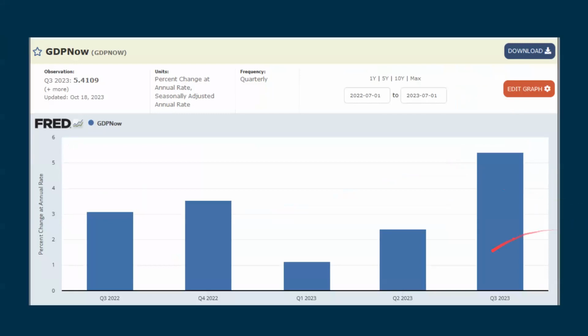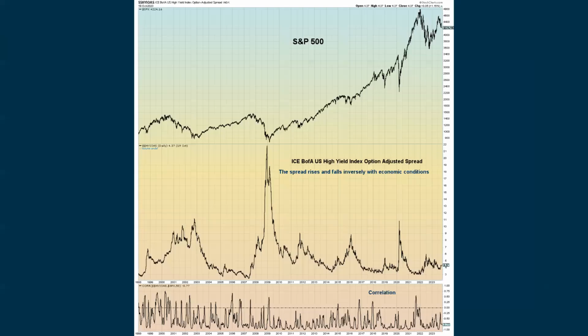Here's another look at it on a bar chart showing how we're well over 5% right now with the forecasting according to the Atlanta Fed. I believe that's who puts this out.